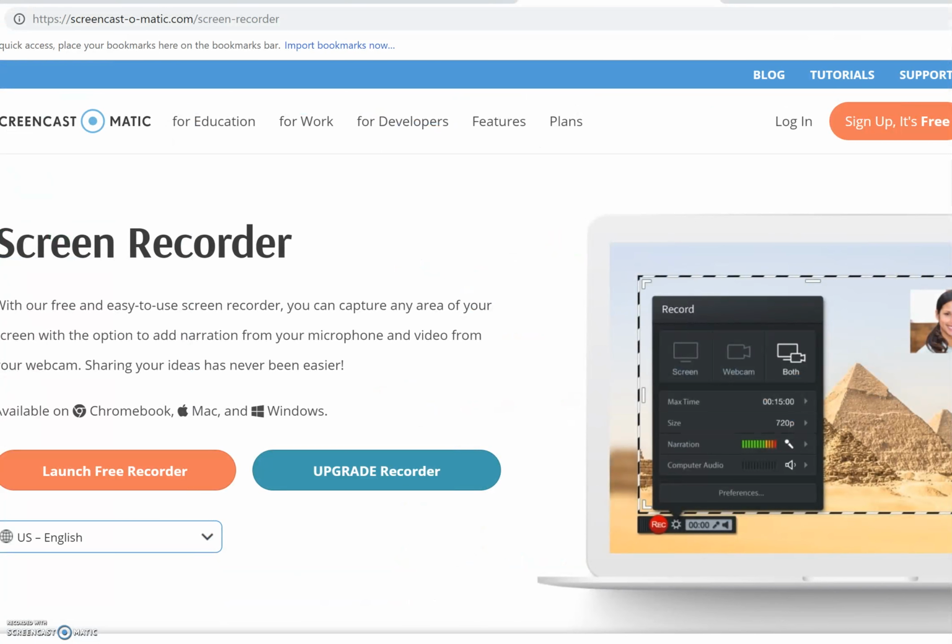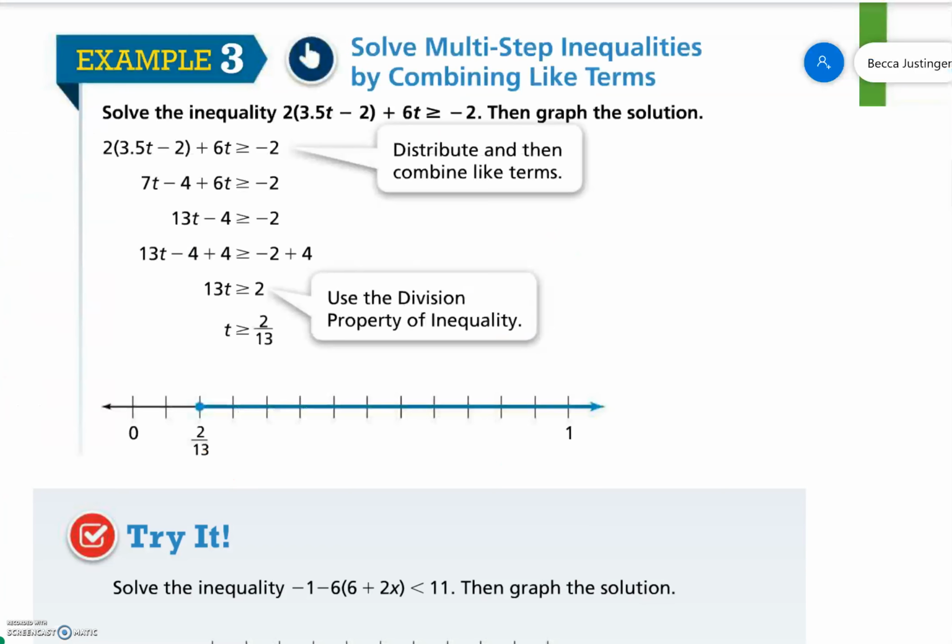Example number 3. Sorry, technical difficulties. Okay, example number 3. Solve the inequality. So it looks like I'm going to have to distribute. Distribute the 2. So that gives us 2 times 3.5t is 7t. 2 times -2 is -4. Bring down the plus 6t. And the greater than or equal to sign and the -2.